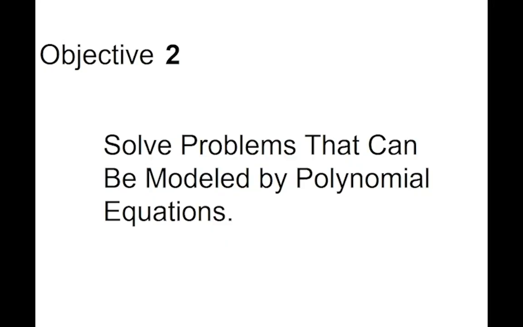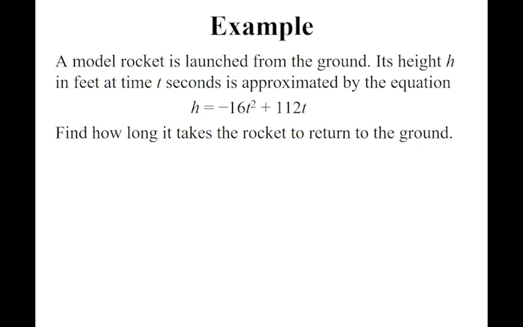Objective 2 in this topic: solve problems that can be modeled by polynomial equations. A model rocket is launched from the ground. Its height h in feet at time t seconds is approximated by the equation h equals negative 16t squared plus 112t. Find how long it takes the rocket to return to the ground.